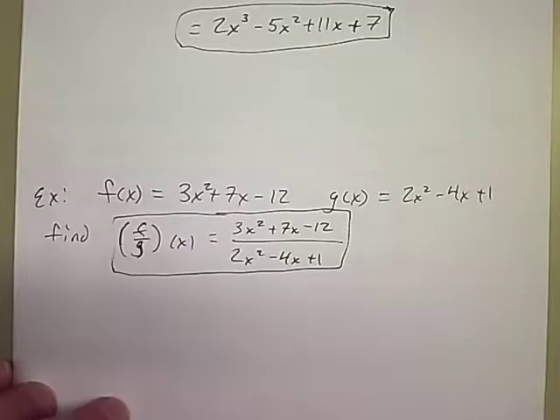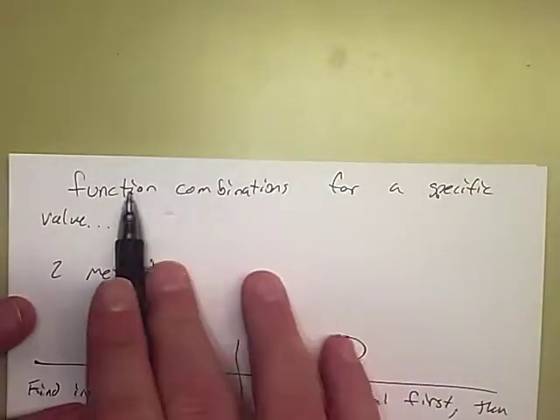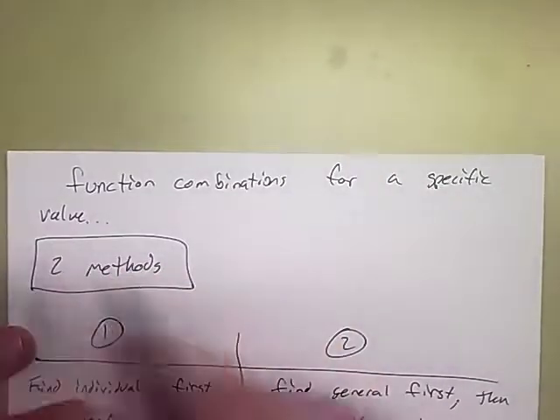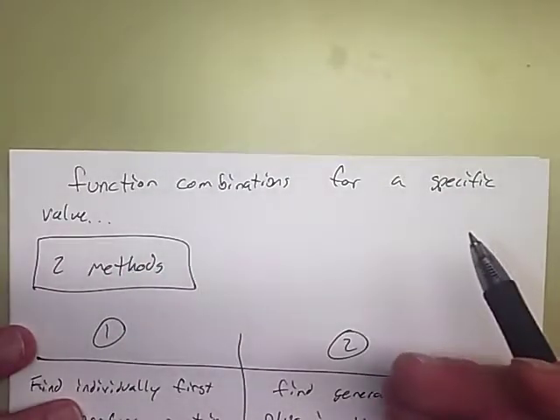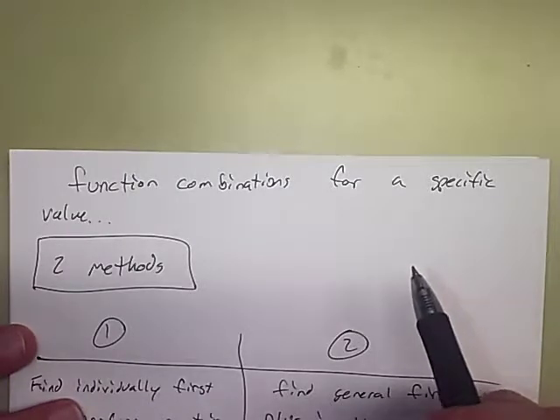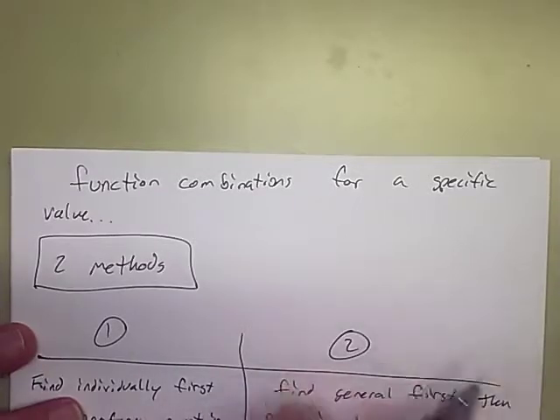All right. So now I want to take a look at function combinations for a specific value. And here we have two different methods. I'm going to go over both methods, and I want you to see which one works best for you. But know and understand that you can use either one anytime, okay?